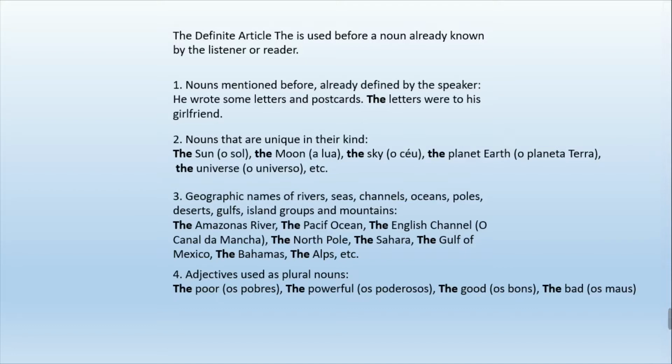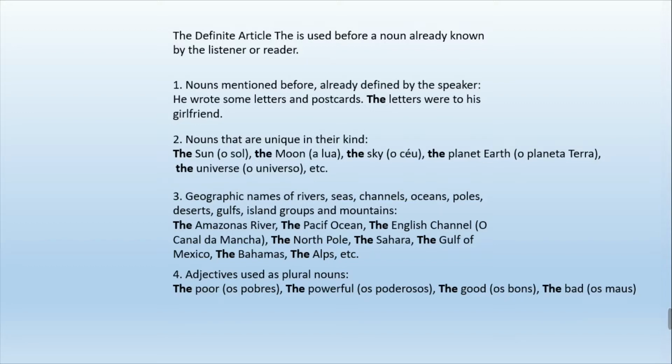I consider these places very unique as well, but geographic names of rivers, seas, channels, oceans, poles, deserts, gulfs, islands, group of islands, and mountains. Well, we have to use the definite article before these options. So you say the Amazon River or the Amazonas River, the Pacific Ocean, the Atlantic Ocean, the English Channel, right? The North Pole, the Sahara Desert, the Gulf of Mexico, the Bahamas, the Alps, all of these unique geographic places, we must use the definite article.